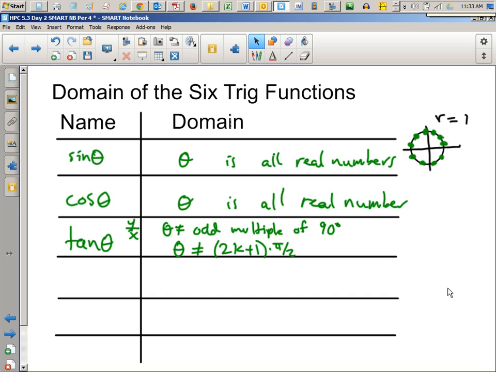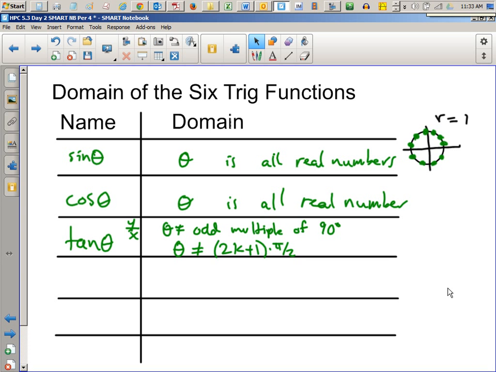So you tell me which of these green points does not have a y-coordinate. They all have a y-coordinate. If you have a point on the unit circle, I don't care where it is, there's a y-coordinate for it, right? That's equivalent to saying that every angle has a sine value. Okay, so sine's not very interesting. The domain is all real numbers.